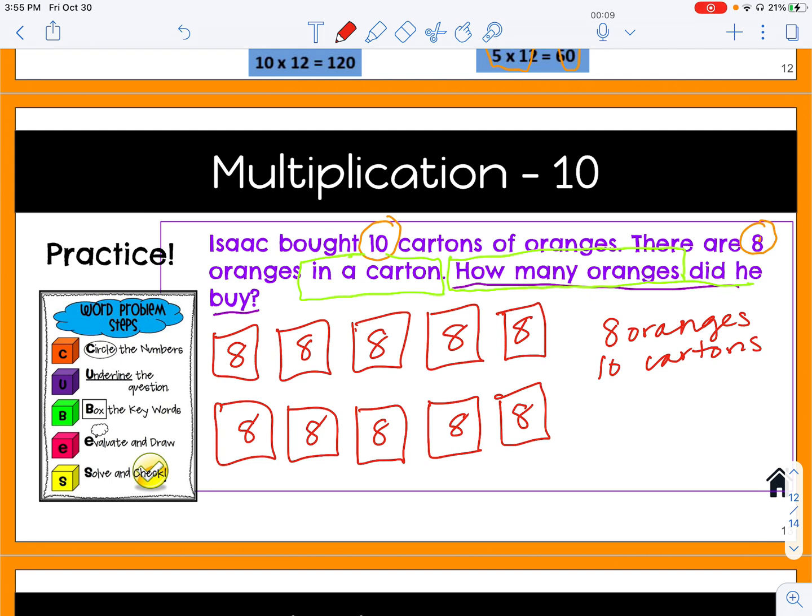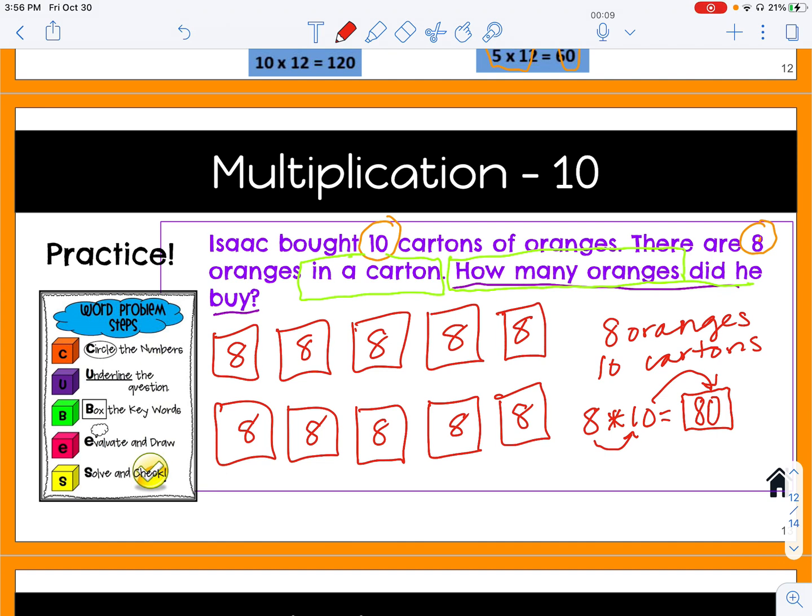So I'm thinking I could do 8 times 10, and this is my unknown. I don't know what that is. Okay, so I can do my strategies. I can skip count. I can do 8 times 1, my identity property. I can place a 0. But I'm not done yet.